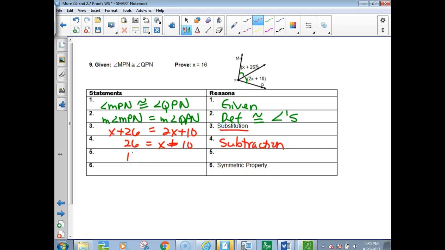And then I would subtract 10, giving me 16 equals x. I did another subtraction. And then I would turn it around by the symmetric property of equality, or symmetric property, and say x is 16.